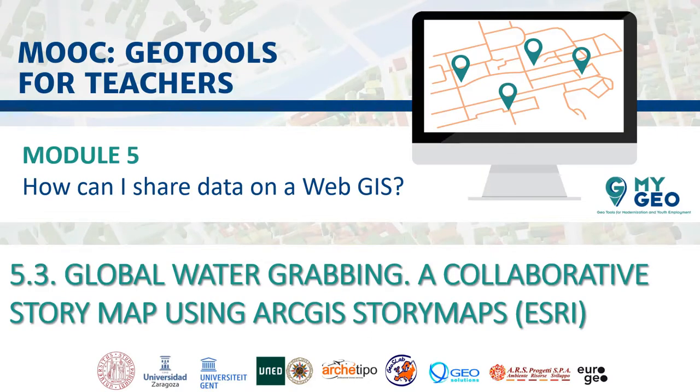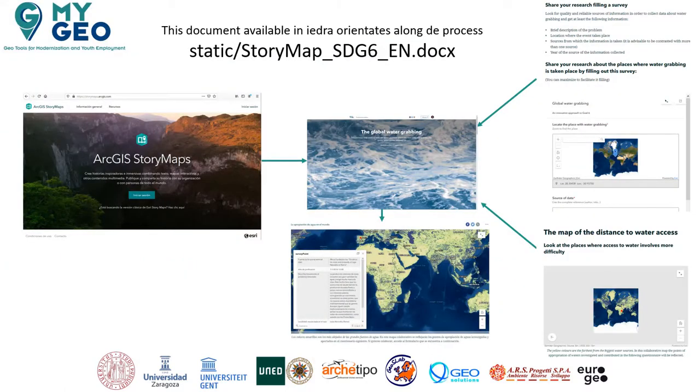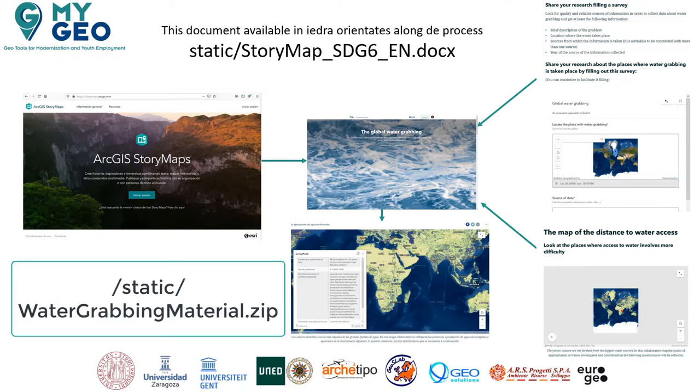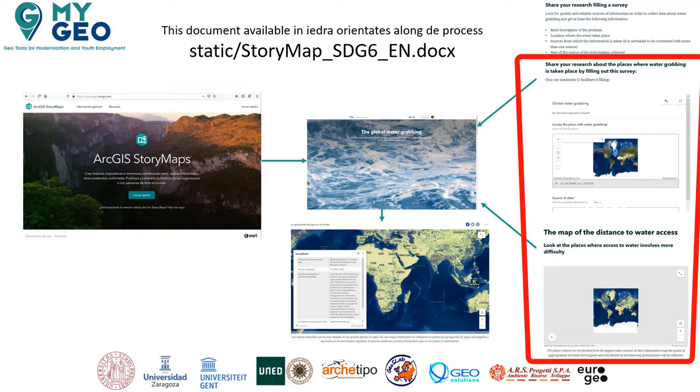Module 5. How can I share data on a web GIS? Global Water Grabbing, a collaborative story map using ArcGIS StoryMaps from Esri. A story map can be based on your previous research, carried out to collect the information to show to students to meet their learning objectives. All material already collected for the activity is available here. You are going to create a collaborative story map about water grabbing, integrating a map and a survey.